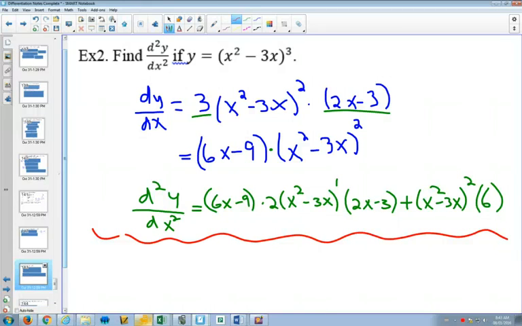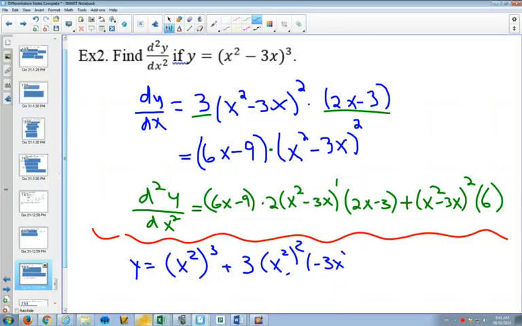Sometimes with a chain rule, a second derivative can get really complicated really quickly. Another option for this one, if you wanted to expand this, with the binomial theorem, you could.